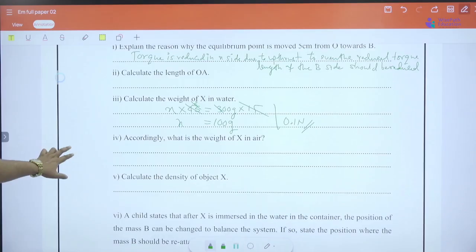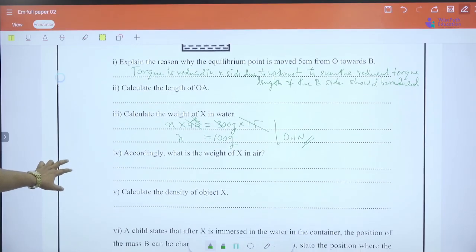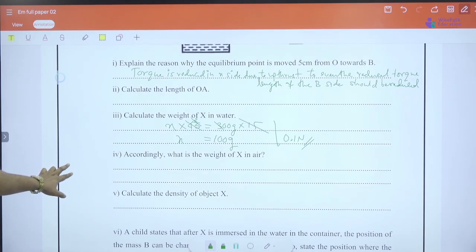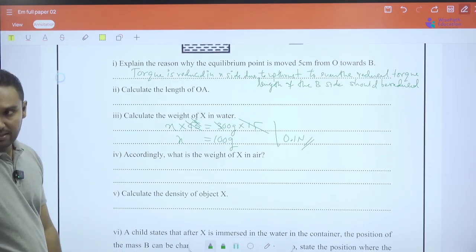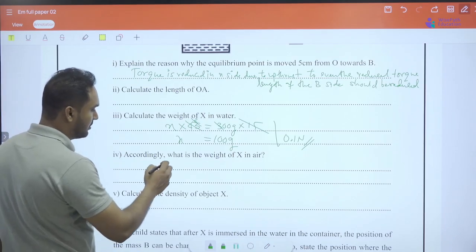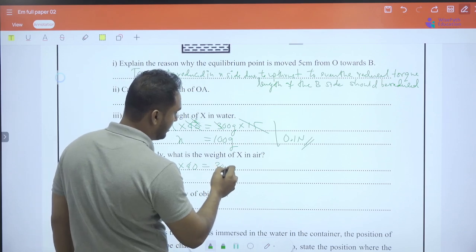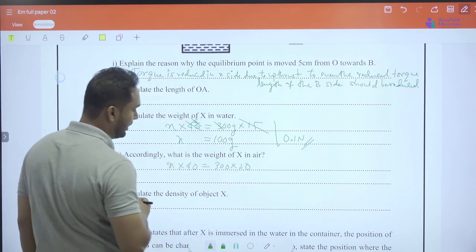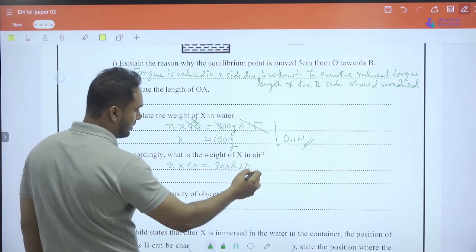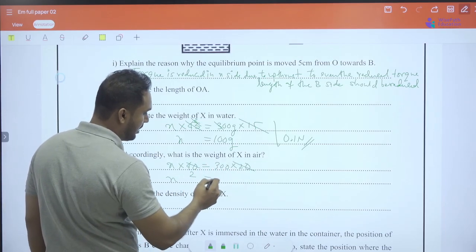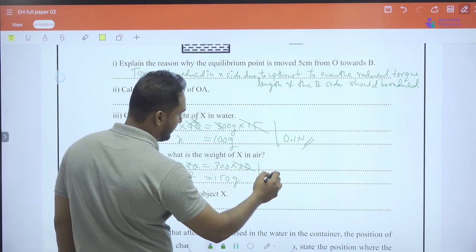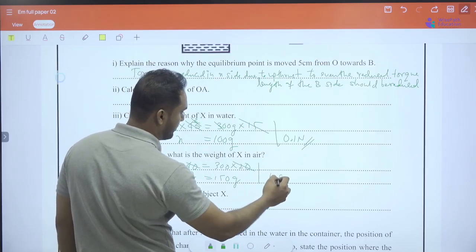Accordingly, what is the weight of the X in the air? After saying that, we can't use this one. We have to use the old length. So then X into 40 equals 300 into 20, since it was 20 earlier. That is 150 grams, which is 1.5 newtons.